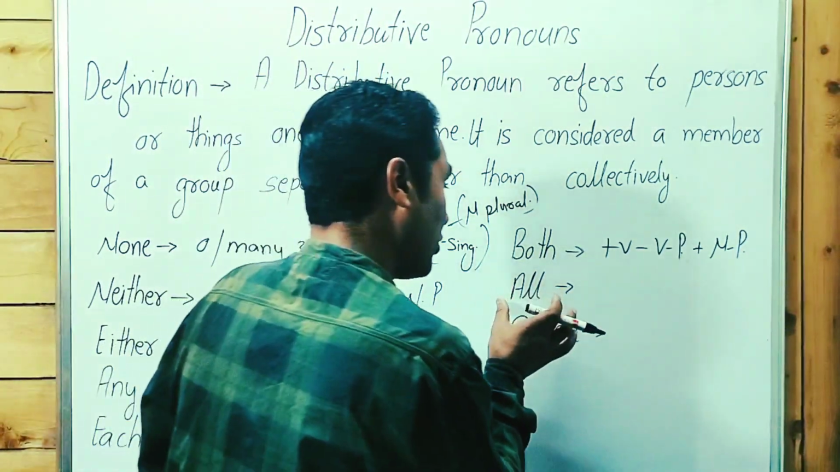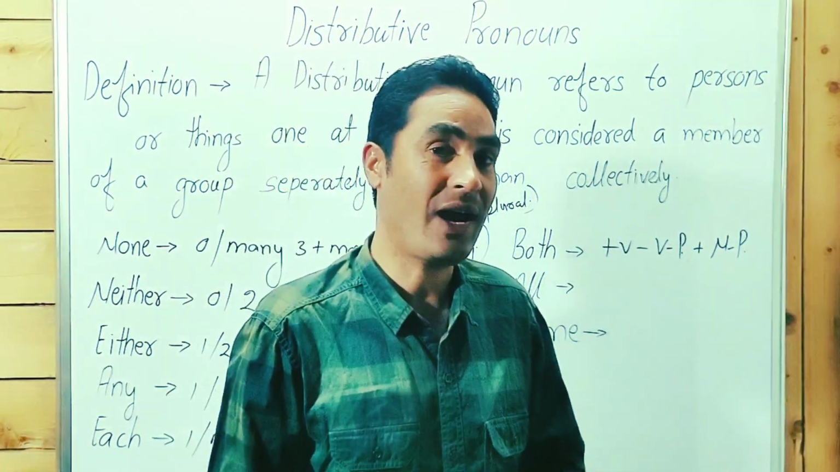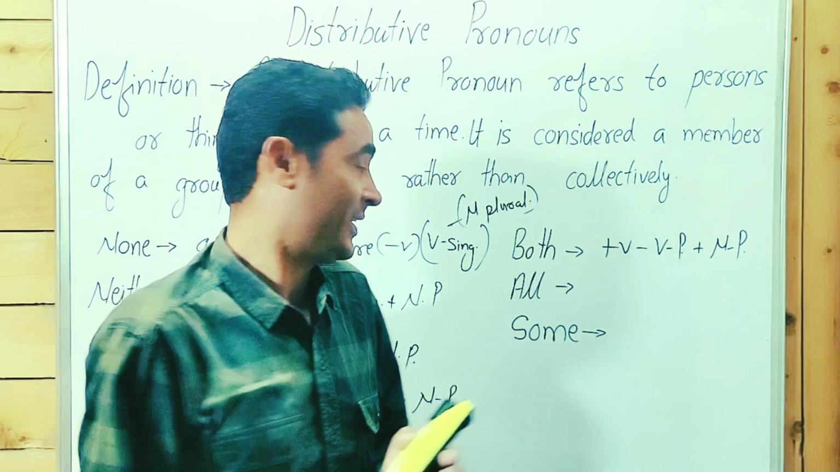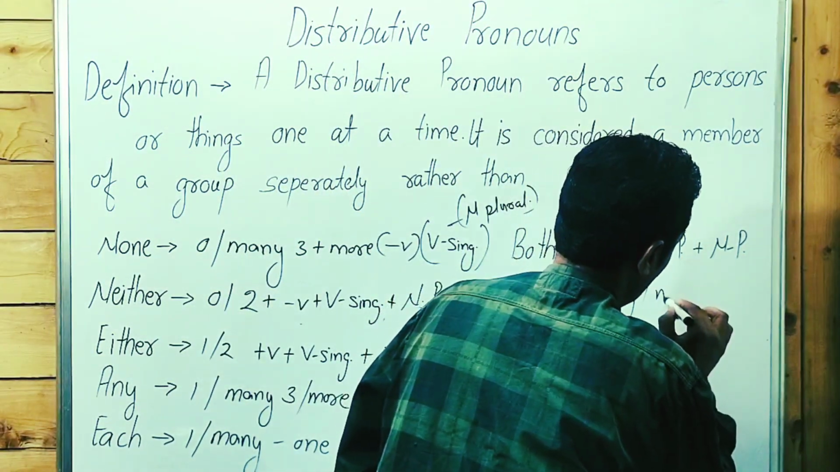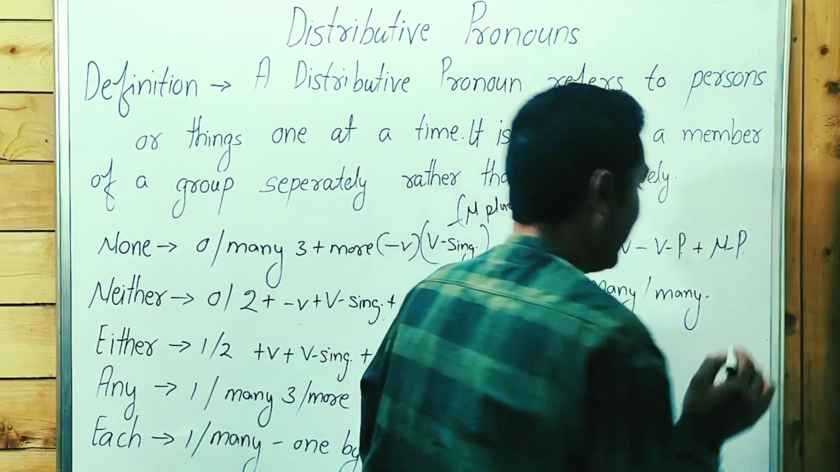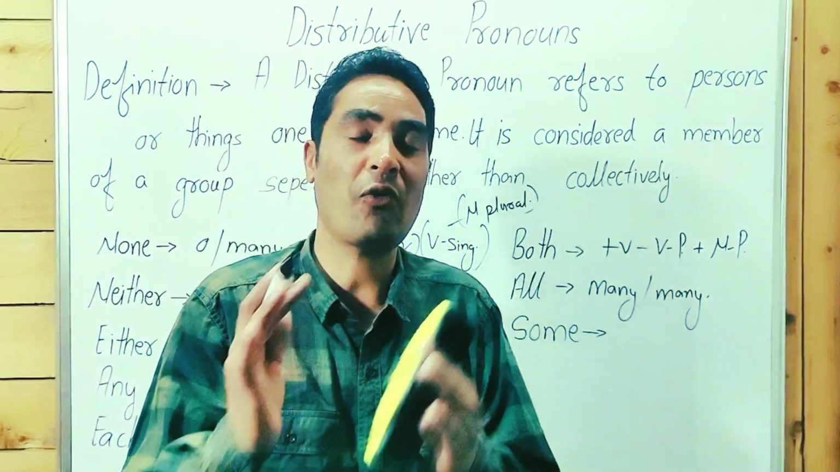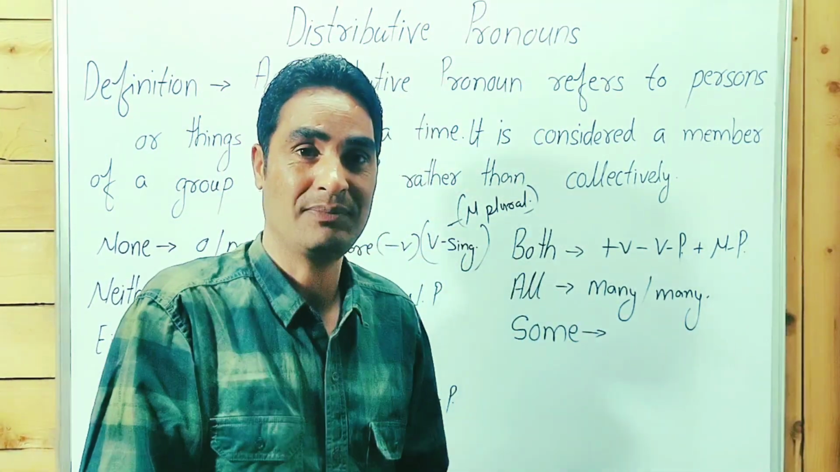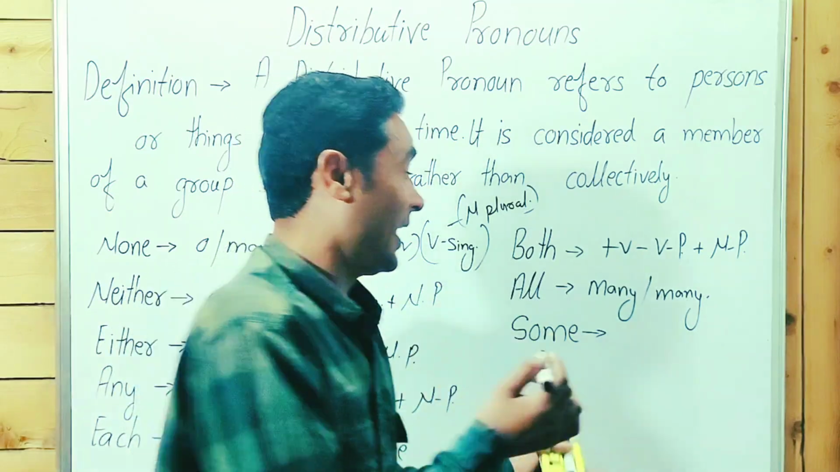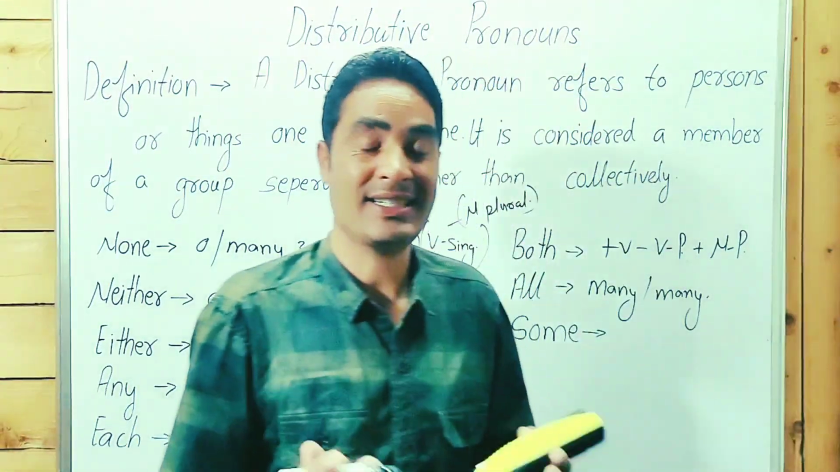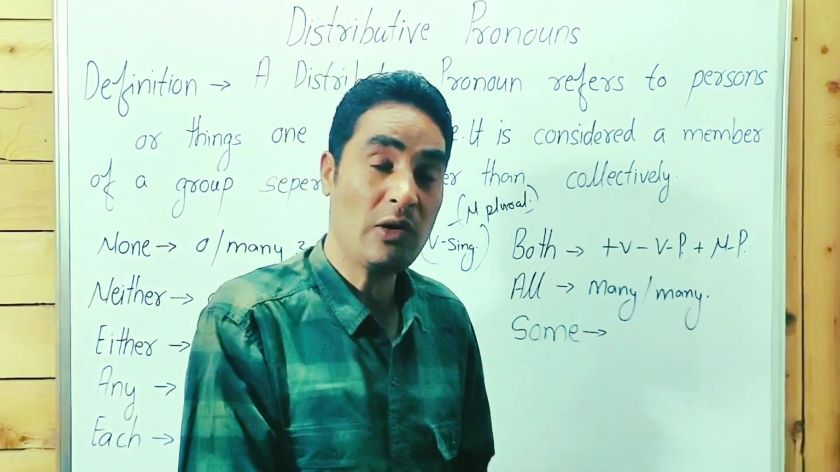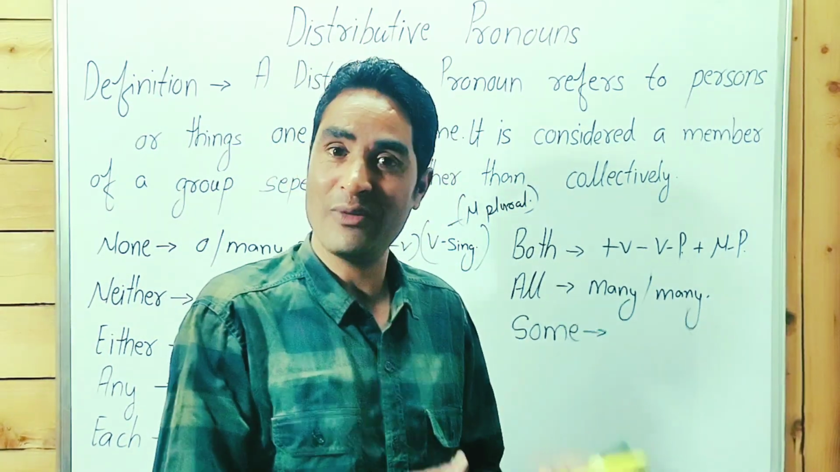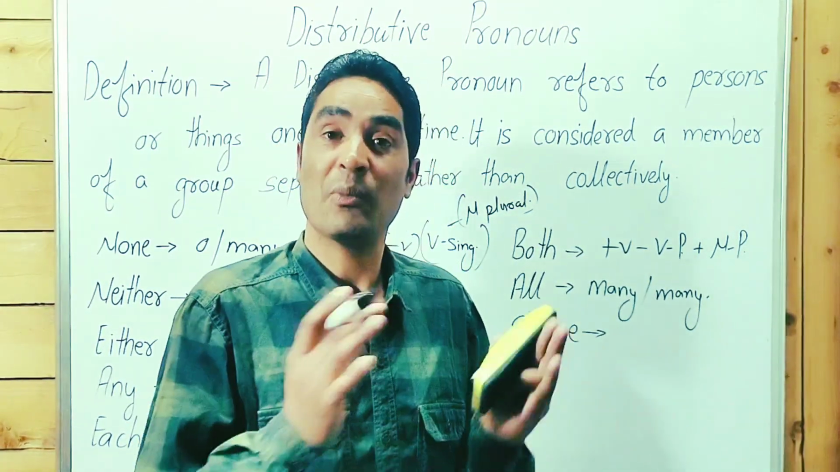And when we talk about all, it is used when we have to show many out of many. It means many out of many. Suppose we have to show 5 out of 5, we have to show all, the entire group. Okay, 100 out of 100, 10 out of 10. In this case we use all. Okay, all always takes a plural verb and plural noun.